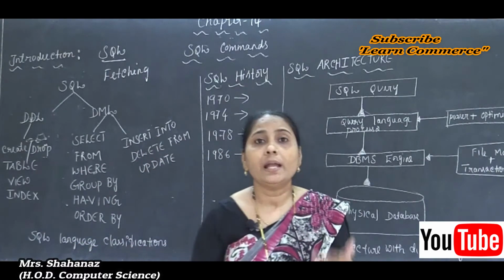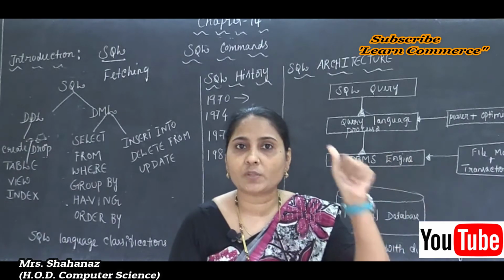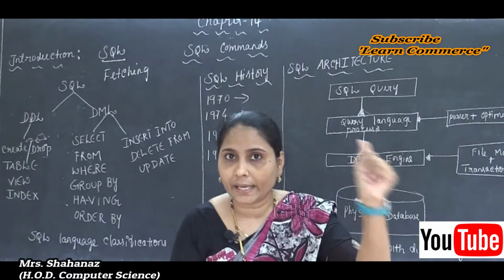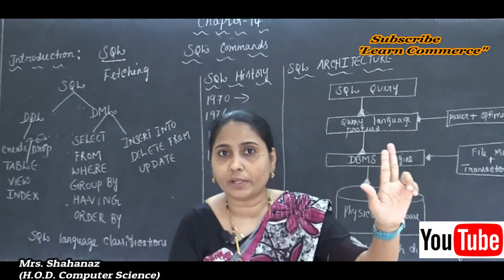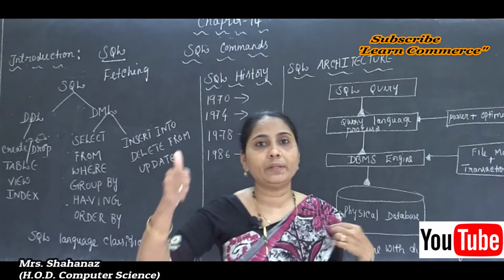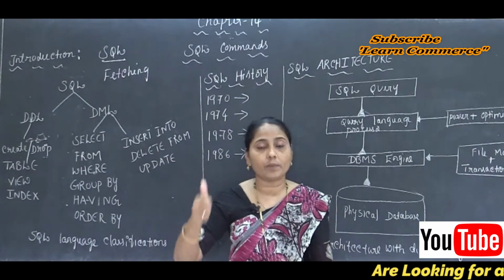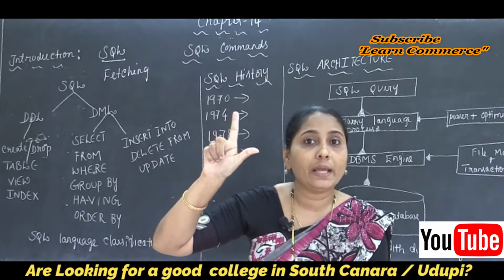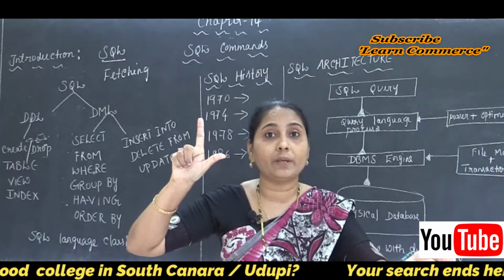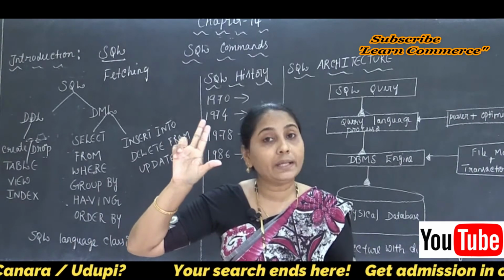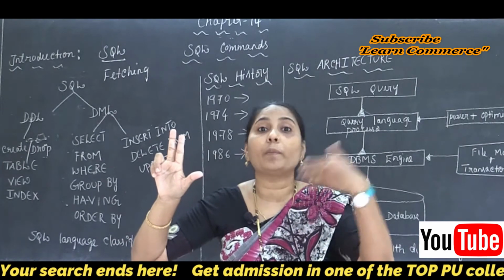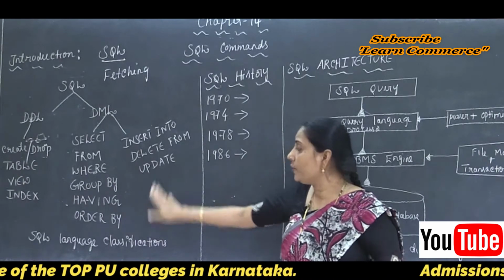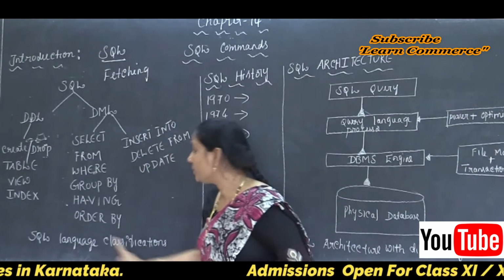Why? Because we know that SQL is classified into two groups: one is the DDL, second is the DML. In our DDL, the first one is the create command, then the drop command, and view of a table joined with the DDL. The DML contains commands like select, when I want to select any information from the table; insert into, when I want to insert some information into the table; delete from, when I want to delete information from the table; and finally update. So that is called the SQL language classification.